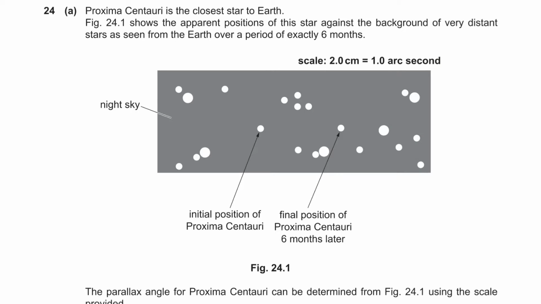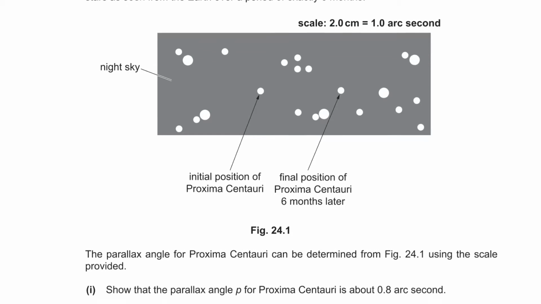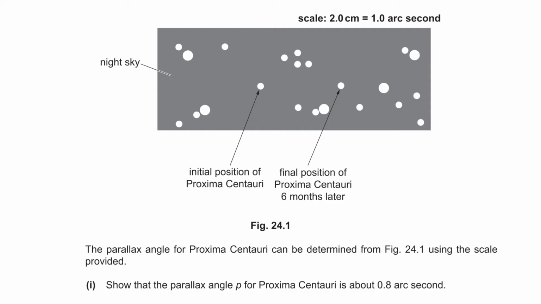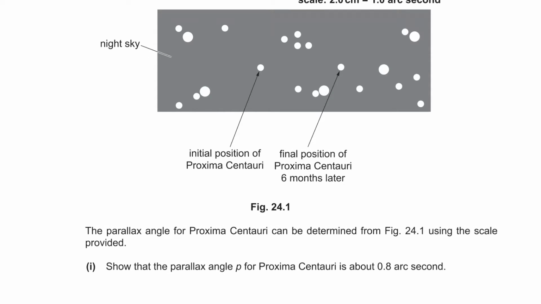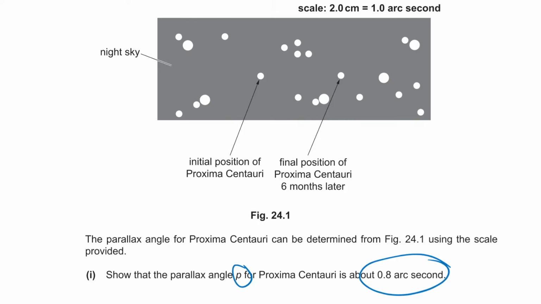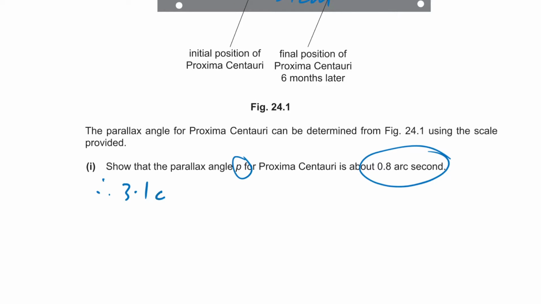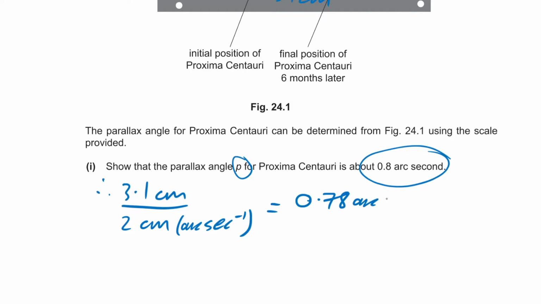Question 24. Proxima Centauri is the closest star to Earth. We have the background stars. Okay, 2 centimeters equals 1 arc second, right? The parallax angle for Proxima Centauri can be determined from the diagram using the scale provided. So the parallax angle P for Proxima Centauri is about 0.8 arc seconds. Okay, so this distance here, if we measure that, you end up with 3.1 centimeters. So therefore, 3.1 centimeters divided by 2 centimeters per arc second gives us 0.78 arc seconds.